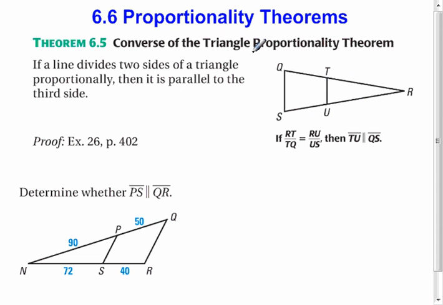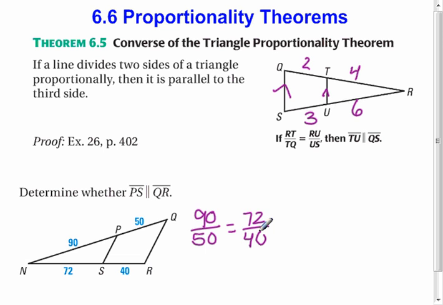Alright, the converse of that, all this is doing is saying the opposite thing. If you see that these two sides are proportional, you can assume that the lines are parallel. So we're trying to determine whether this is parallel to this. If so, the proportionality should hold true. 90 over 50 should equal 72 over 40.